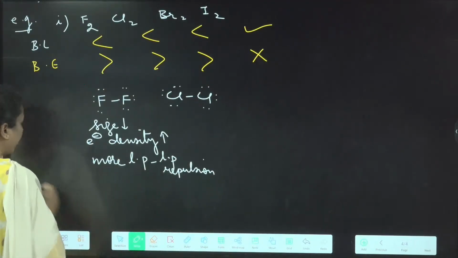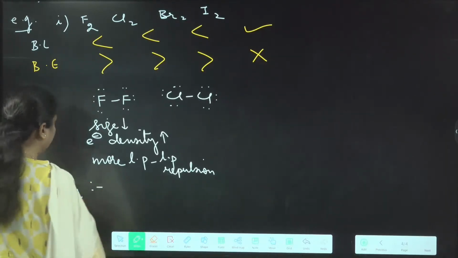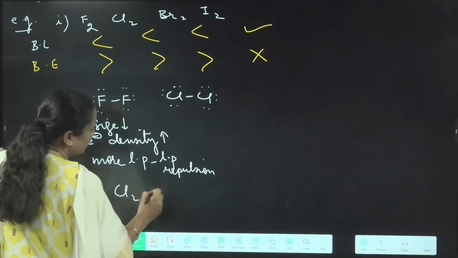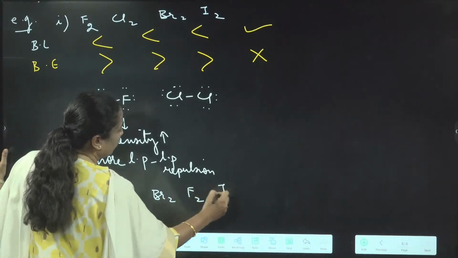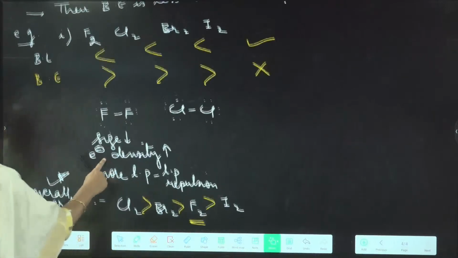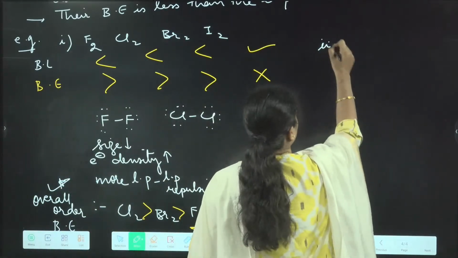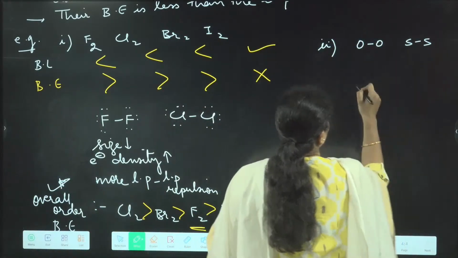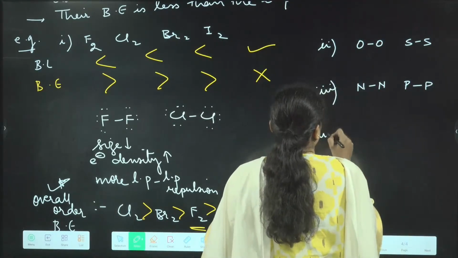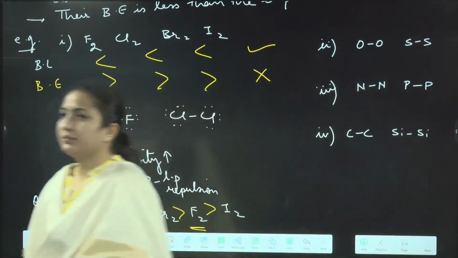So what is the overall order which we are going to get here? Overall order for bond energy, and this is important also, you'll be getting Cl2, Br2, F2 and I2 like that. That's where your fluorine is placed. Okay. So please do this. Then I am writing a few examples which you need to do. Oxygen, oxygen, sulfur, sulfur, nitrogen, nitrogen, phosphorus, phosphorus. Then you are having carbon, carbon, silicon, silicon. Do this.